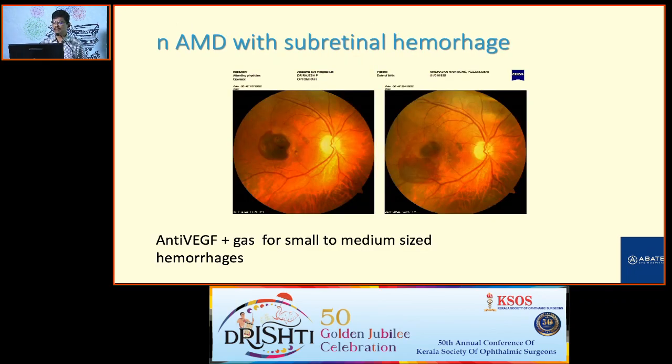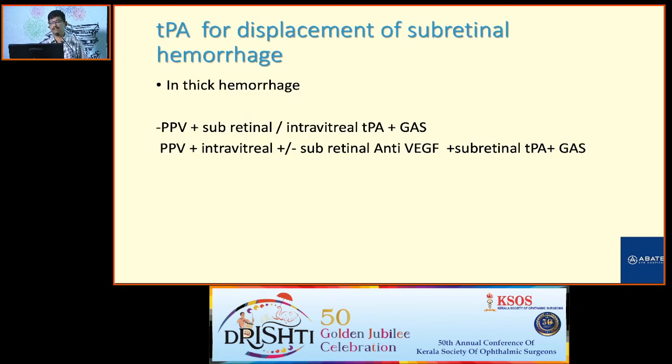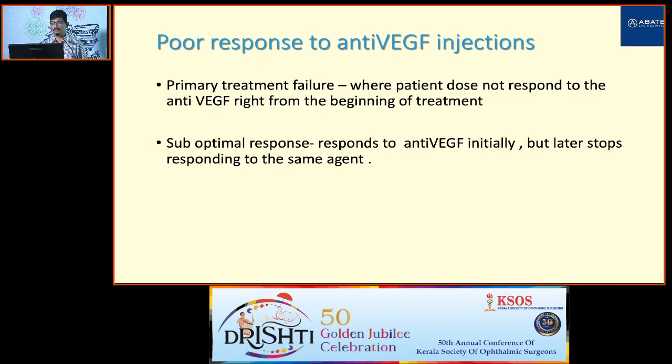Now this is another situation. You see a patient with a neovascular membrane with subretinal hemorrhage. If the hemorrhage is small, you can try anti-VEGF injection with gas for displacement of the hemorrhage. But if the patient is having a thick hemorrhage, then sometimes you may even have to go for a vitrectomy with a subretinal or intravitreal TPA and subretinal or intravitreal anti-VEGF along with gas for the displacement of the hemorrhage.